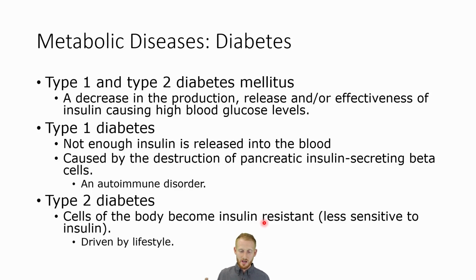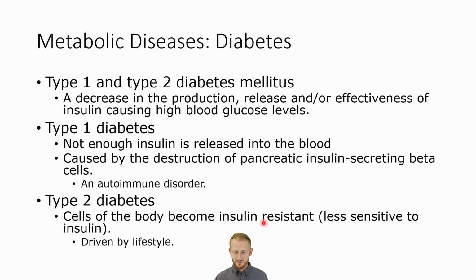All right, so again, type 1 diabetics have some sort of autoimmune disorder or injury, causing not enough insulin to be released. Type 2 diabetics may or may not have lots of insulin floating around their blood, but their body is just starting to ignore that insulin signal to bring the glucose into the cells.